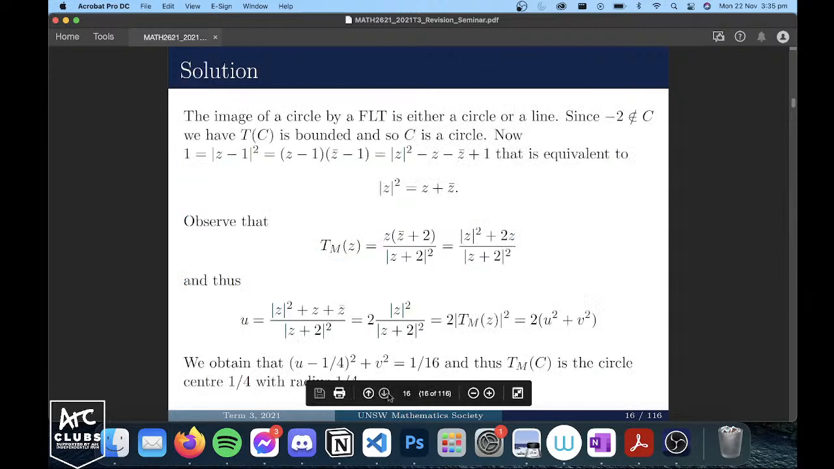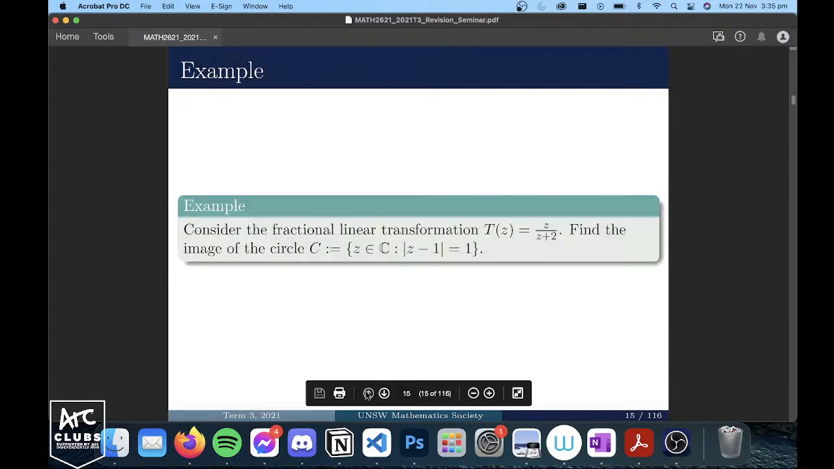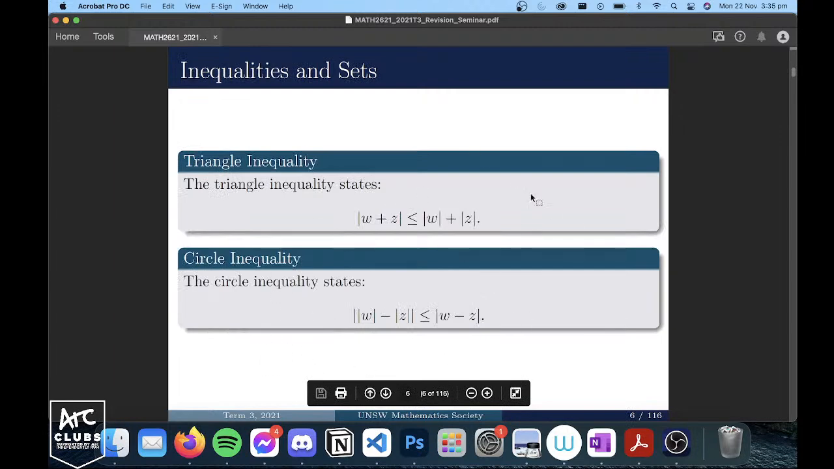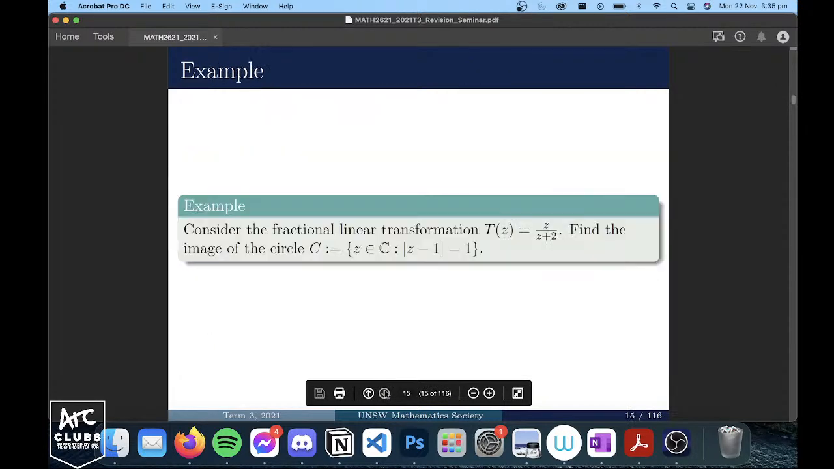That's the solution if anyone wants to look at that. Another part of this functions section of complex analysis is estimating the size of functions. We're running short on time, but this is an example that was inside the notes. The idea behind estimating the size of functions is to use the original few inequalities that I was talking about earlier. I'll jump back to them real quick. These ones are really useful, and if you consider them thoroughly, you should be able to solve most of the questions that ask you to find the size of a function.